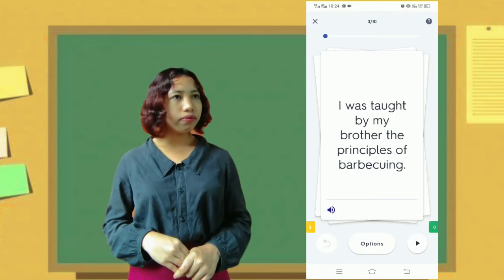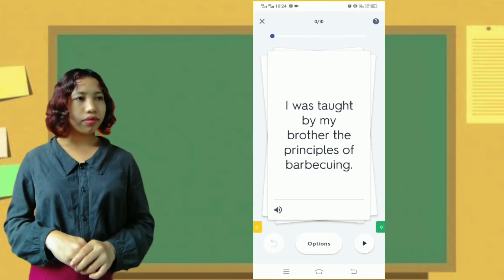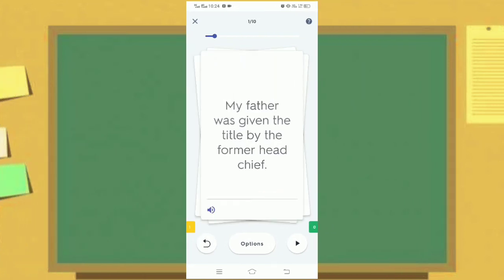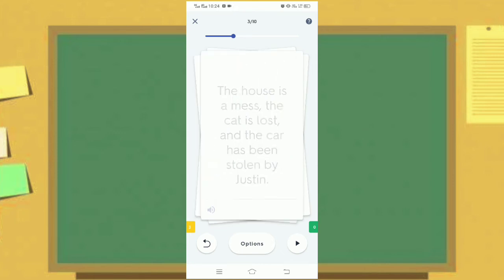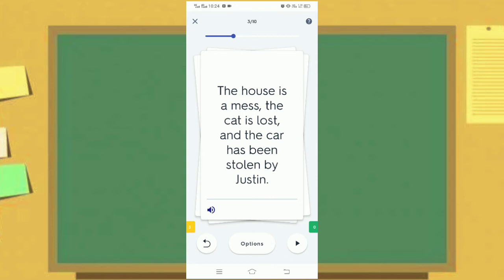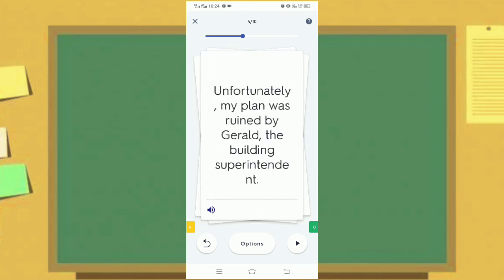I was taught by my brother the principles of barbecuing. My father was given the title by the former head chief. The house was wrecked by the party and the cat was let loose by the guests. The house is a mess, the cat is lost, and the car has been stolen by Justin. Unfortunately, my plan was ruined by Gerald, the building superintendent.